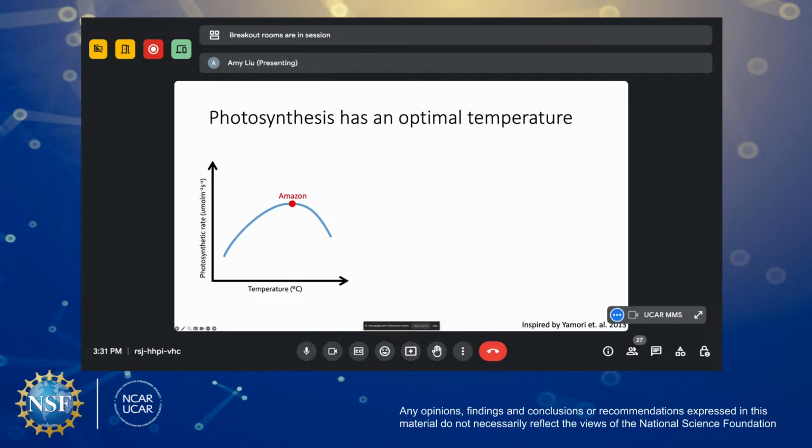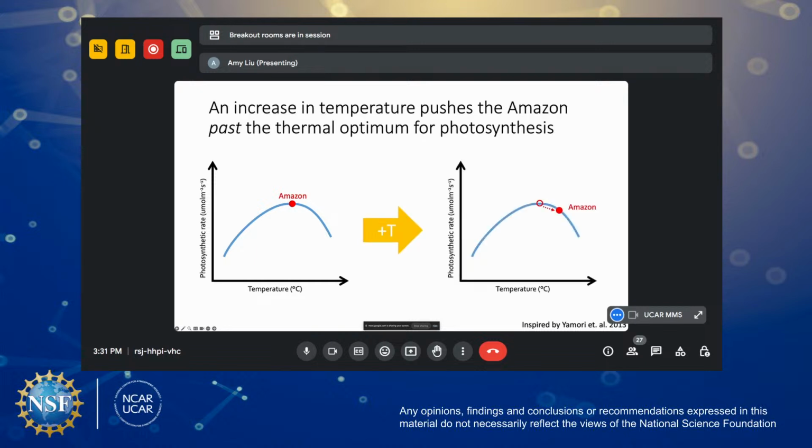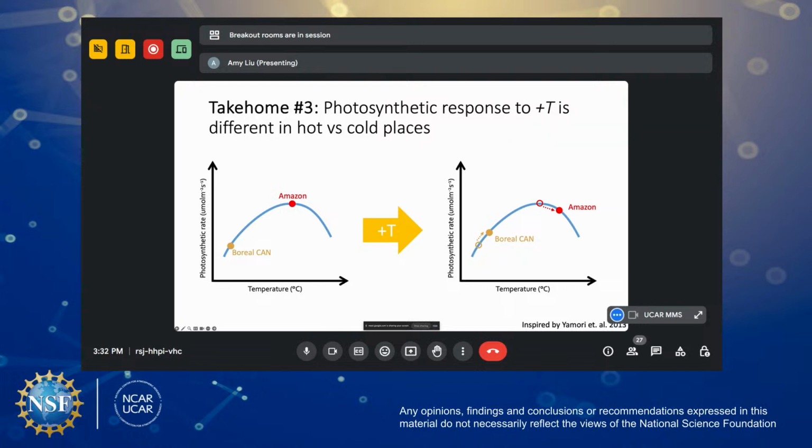So the plants in the Amazon might already be at the thermal optimum, so at that point there. So if we increase temperature, we're pushing plants in the Amazon past the thermal optimum for photosynthesis. While in Boreal Canada, the plants there might be at a lower point in the curve. So if we increase temperature, we're pushing the plants there towards the thermal optimum for photosynthesis. So plants in the Amazon and Boreal Canada are at different points with respect to thermal optimum, so they respond differently to temperature changes.